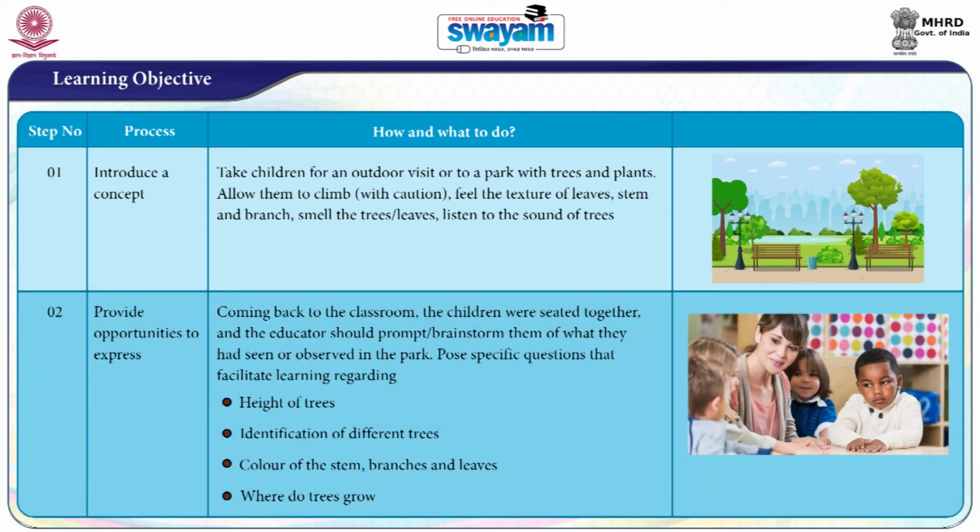As the first step is completed, now on to the second step of co-construction, providing opportunities for the child to express. Coming back to the classroom, the children should be seated together and the educator should prompt or brainstorm them on what they had seen or observed in the park. Pose specific questions that facilitate learning regarding height of the trees, identification of different trees, where trees grow, color of the stem, branches and leaves.